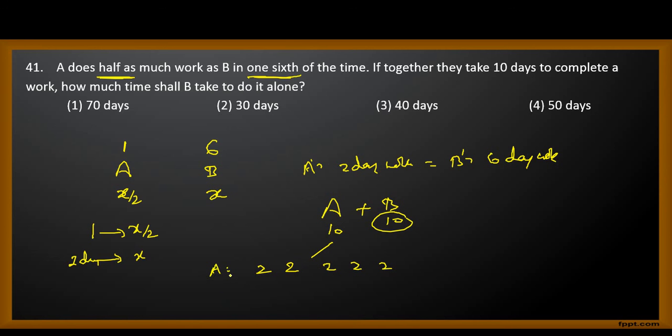Okay. This is A. Now A's 2 days work equals B's how many days work? 6 days. So 6, 6, 6, 6, 6. These 2 days work can be completed in 6 days. These 2 can be done in 6 and 6 and 6. So total B is taking 30 days. A's 10 days work can be completed by B in 30 days, and then B's 10 days work. Total how much time will B alone take? 40 days. The answer is option 3.